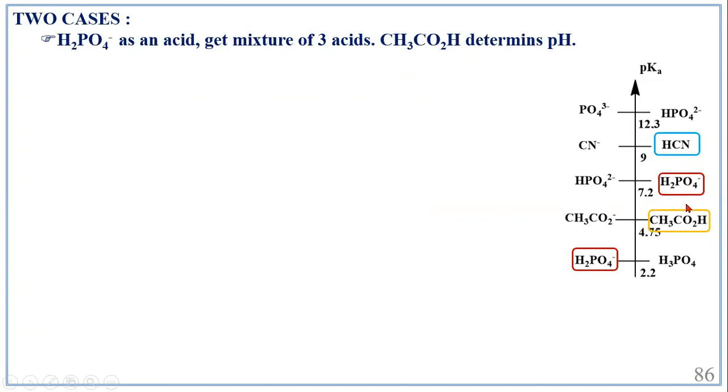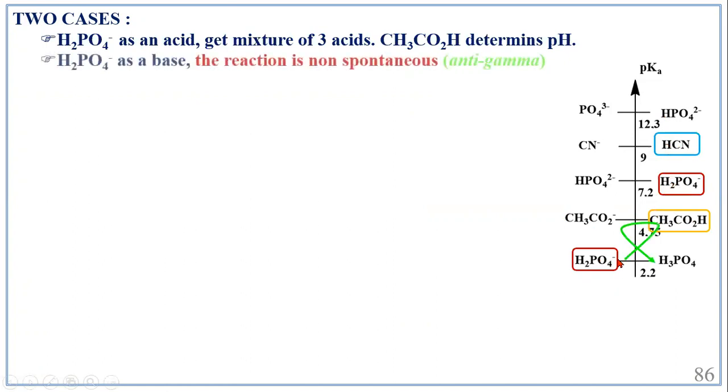So again, we have either a mixture of three acids, or this H2PO4 reacts with one or the other of the acids. If it's going to react with an acid, so it's acting as a base, with which acid will it react? Yes, it will react with the stronger acid, which is the acetic acid.